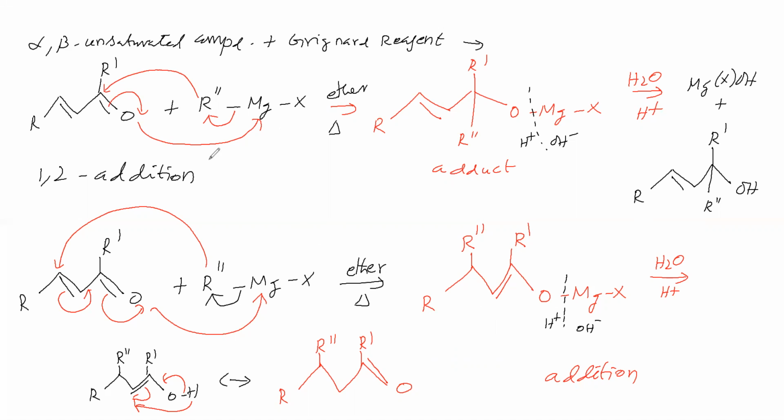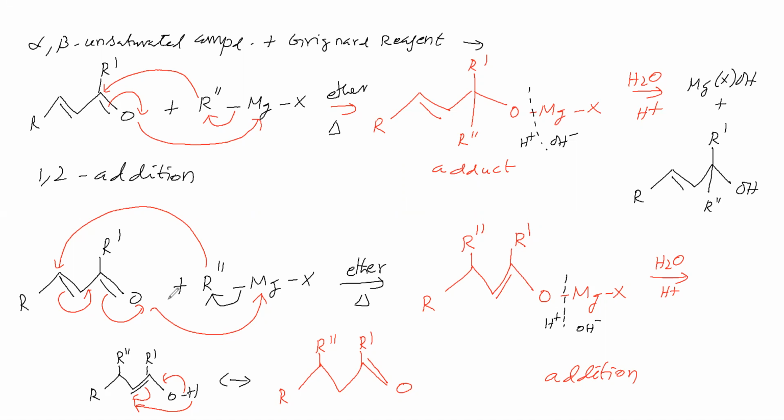Sir, this we said is 1:2 addition. Why? Because this oxygen becomes OH. That means at this oxygen hydrogen is added, and at this carbon R2 dash is added. Therefore, this carbon and this oxygen are neighbors, so we said 1:2 addition.